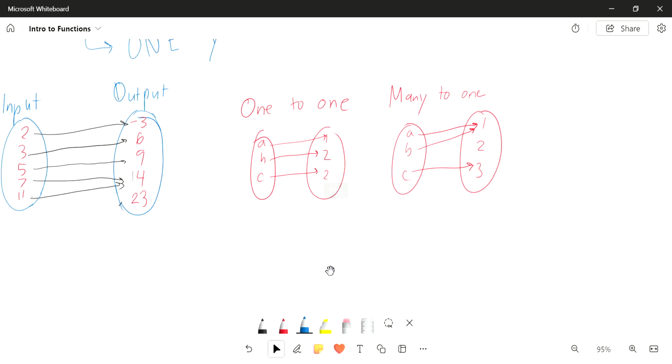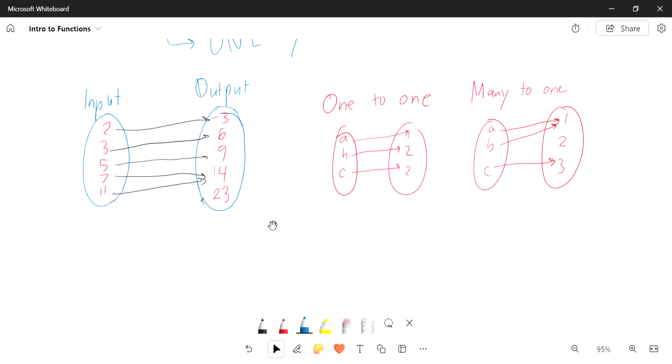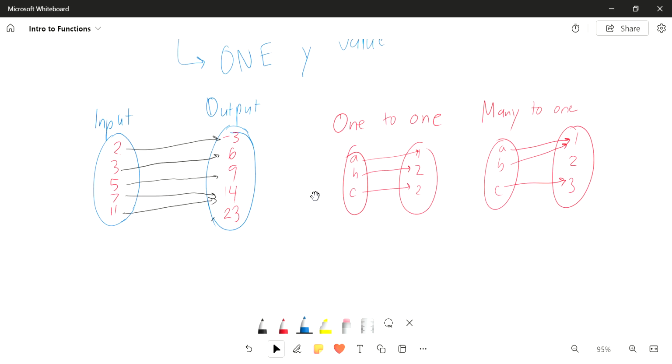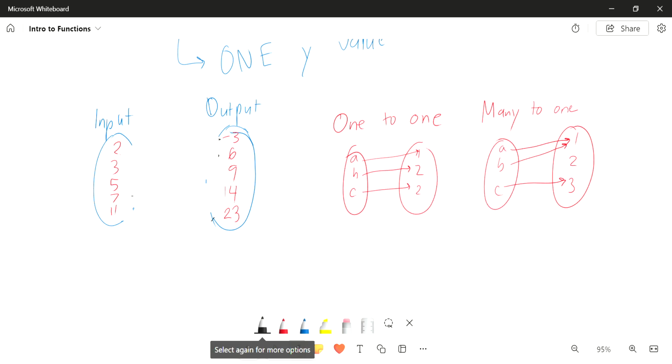So those are examples of functions, and it's just a matter of seeing where these arrows actually point to, and I'll get to how they work with tables and graphs in just a little bit. But that's only one to one and many to one. There are still two more, which are one to many and many to many. And those two are not functions. So these two are functions.